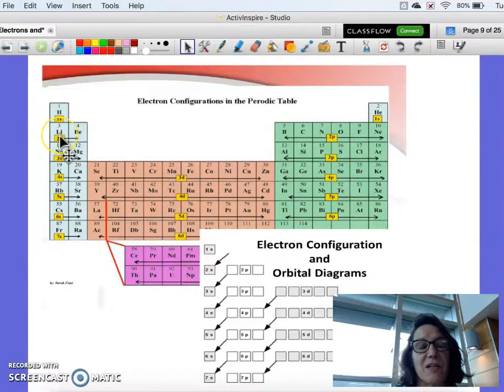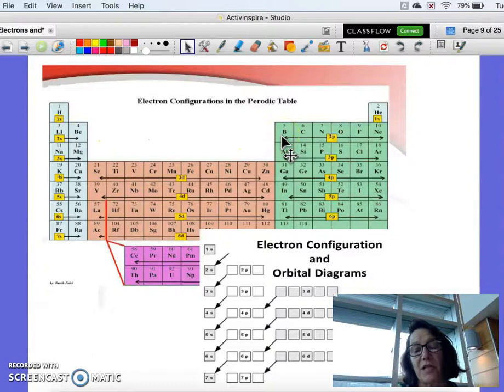The next element, lithium. It starts the second energy level. It has just an S sublevel. They can always hold 2 electrons, so the 2s has 1, 2 electrons. Here's my 2s with only 1 orbital. After the 2s, I move to the 2p.